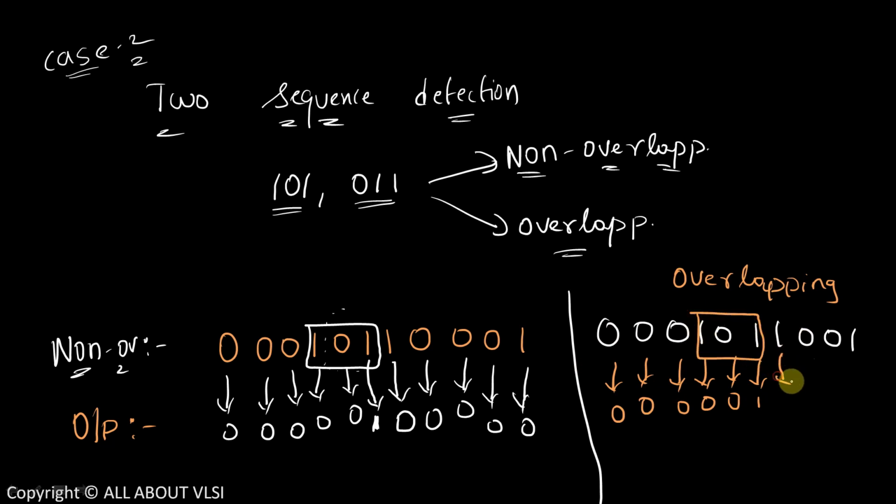And here also the output will be equal to 1. Since it is an overlapping sequence, you can consider the previous bits from the sequence, that is 0 1 1. You can consider the previous bits also. That's why the output is becoming 1 here, and all the remaining outputs will be equal to 0, up to here. So this is the difference between overlapping and non-overlapping. If we have to detect two sequences, this is the difference between overlapping and non-overlapping.